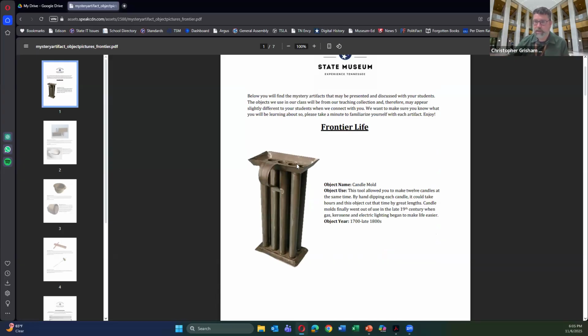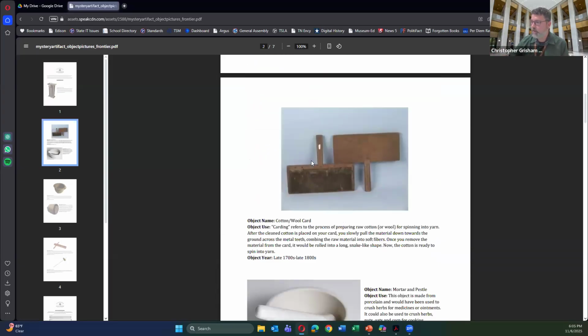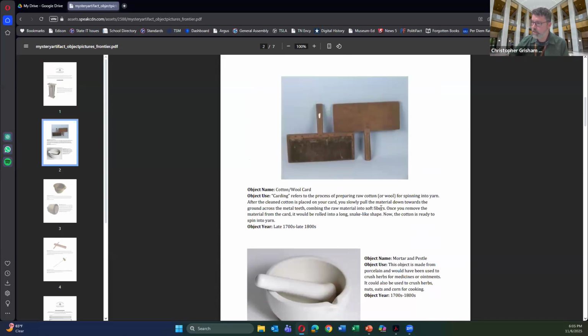It's got these little holes in the top. You pour the wax in, you put the wick through, and solidify, and you have made candles. We have cotton cards or wool carding that you would use to comb out cotton or wool to get out anything that's in there that you don't want.